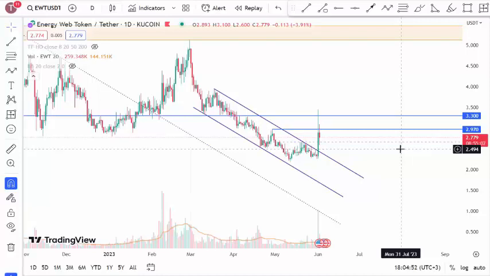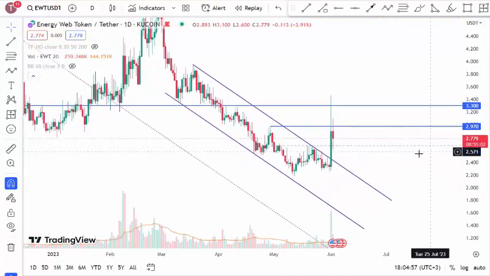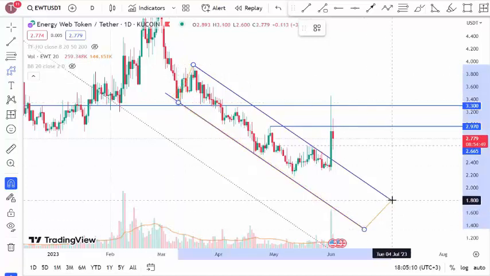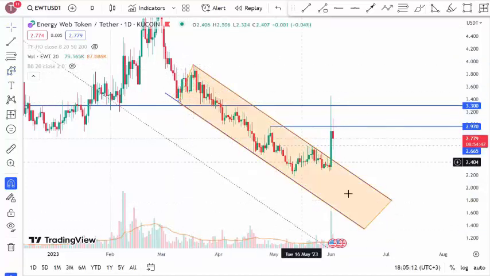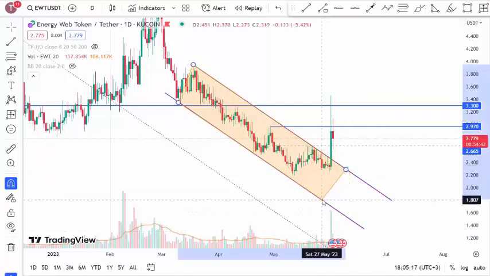Today, we will share the technical analysis of Energy Web token with you. If we examine the chart, we can see that the downtrend has been perfectly broken to the upside, and we can interpret this as a strong buy signal. We have a descending channel here, and if we share that channel with you, you can see that the descending channel has been broken to the upside, which is actually a very important breakout for us.